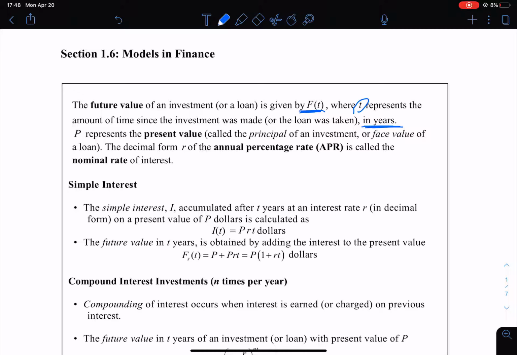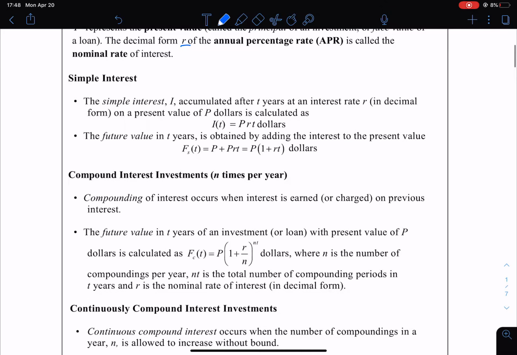And then we know F of t is the future value, where the unit of t must be years. That means if you are given, for example, 6 months, then it is 0.5 year. You have to change the unit to years. And then R is the APR, called the nominal rate of interest. This is the first one, this is the second one, and this is the last one.